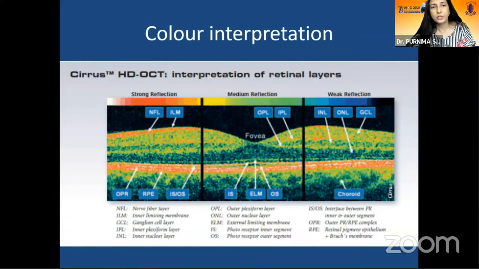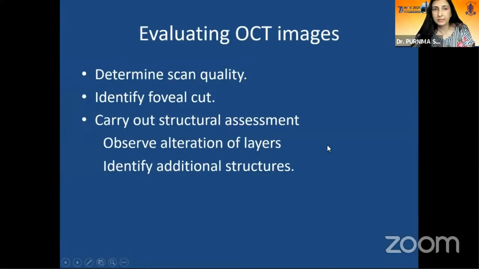Now coming to the color interpretation, the layers which reflect very strongly appear as red or orange, and these include the ILM layer, the nerve fiber layer, as well as the RPE layer, while the layers with medium reflectivity are greenish, and these include the two plexiform layers as well as the inner and outer segments of photoreceptors. While the layers with weak reflectivity appear black or blue, black being the vitreous and blue being the nuclear layers.